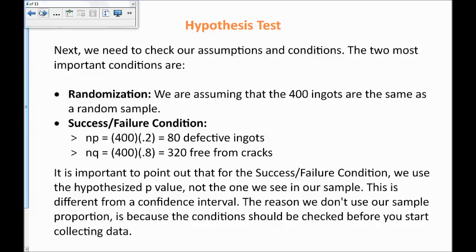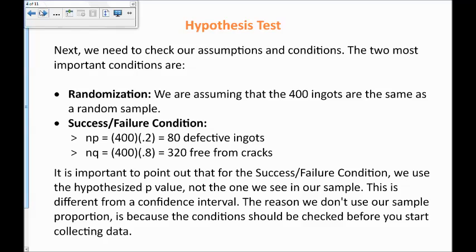Okay, the next thing we do before we can actually do any calculations is check some assumptions and conditions. The conditions do include independence and the large enough sample condition, but the two most important ones are randomization, where we explain why we can assume that it's random, so we are assuming that the 400 ingots are the same as a random sample, and the success failure condition.